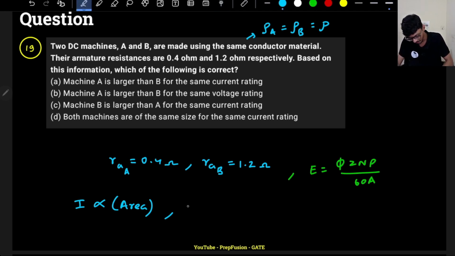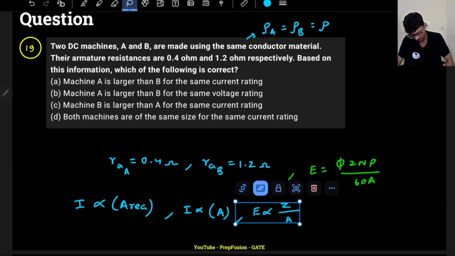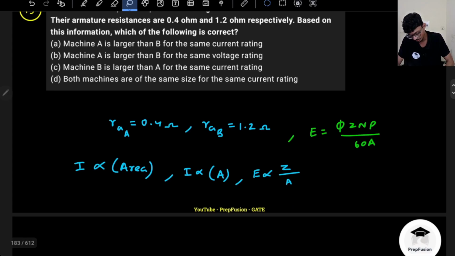Also, I can say the current rating of a machine is proportional to the number of parallel paths. The more parallel paths, the higher the current rating. If I have 6 parallel paths and each coil can support 4 amperes, the total will be 24 amperes of rating. If I have 12, it will be higher. So current rating is proportional to the number of parallel paths, and voltage rating is proportional to the number of conductors divided by the number of parallel paths, Z upon A. That is what my voltage rating and current rating are proportional to.